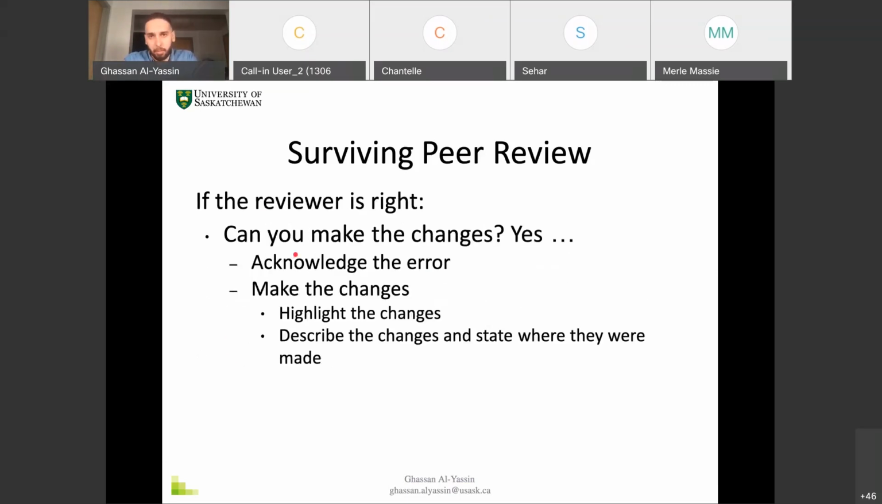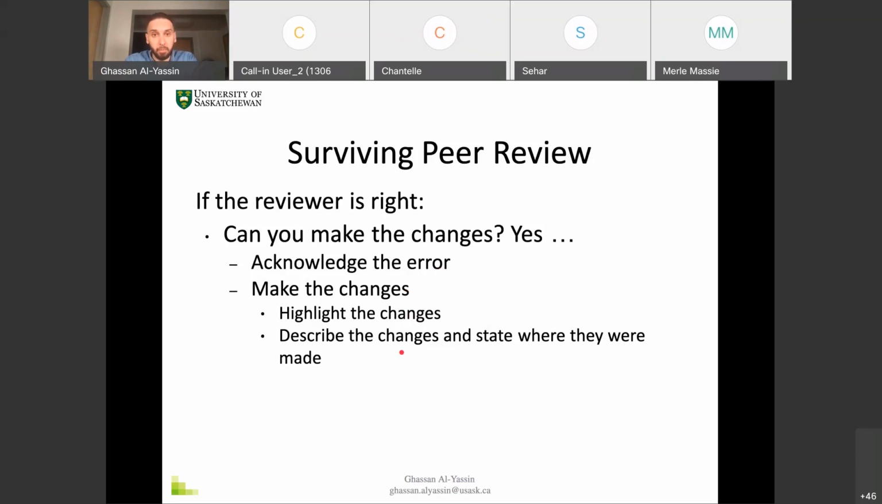So you receive a comment from the reviewer, and let's say the reviewer is right. You made a mistake, or you missed something, or something needs to be changed. So you ask yourself, can I make the change? Sometimes you can't, and we'll talk about that in the next slide. But if you can make the change, then acknowledge the mistake, thank the reviewer for pointing it out. Okay, so again, be polite and be diplomatic. So you can say, the authors made a mistake, or we made a mistake. We thank the reviewer for pointing that out, and make the necessary changes.